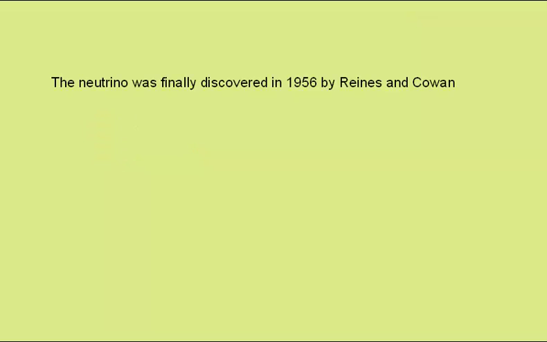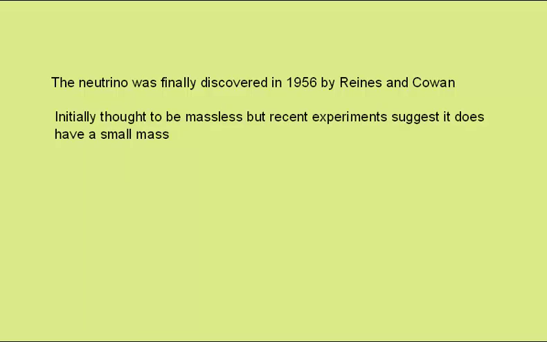The neutrino was finally discovered 30 years later in 1956 by Reines and Cowan. It proved quite elusive for a long time. It was initially thought that the neutrino had zero mass, but recent experiments suggest it does have a very small mass.